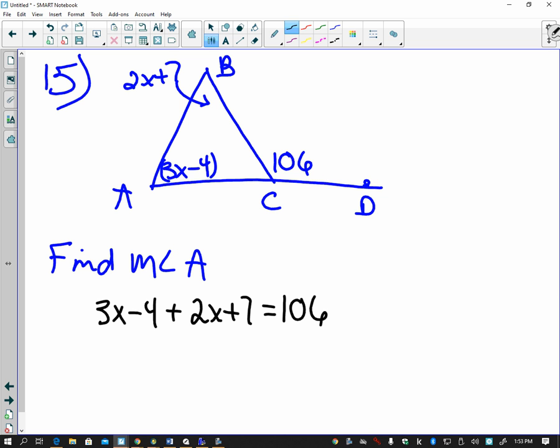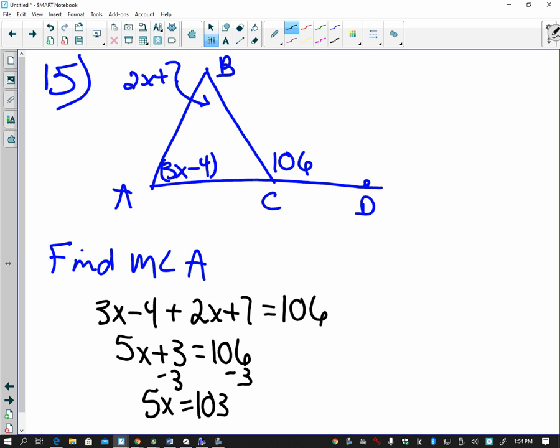Okay, combine like terms. 3x and 2x is 5x. Negative 4 and 7 is positive 3 equals 106. Minus 3, 5x equals 103. So it doesn't come out kind of nice and neat or anything. What does x equal? 20.6. All right. So then I'm just plugging that back in right there.